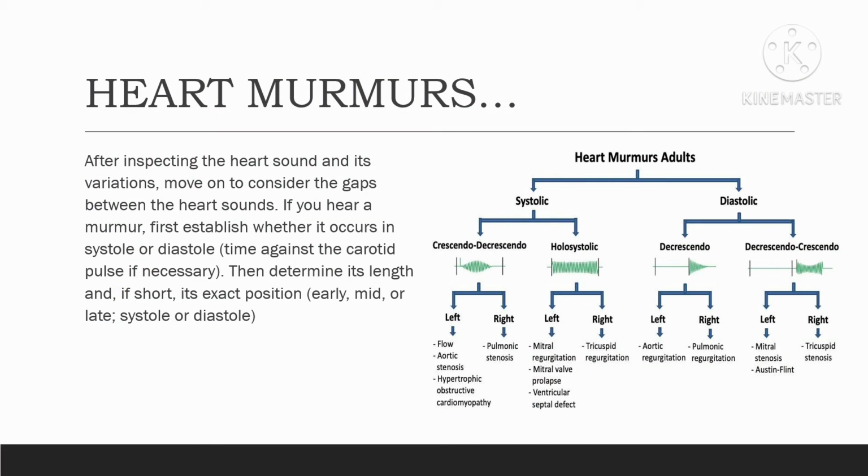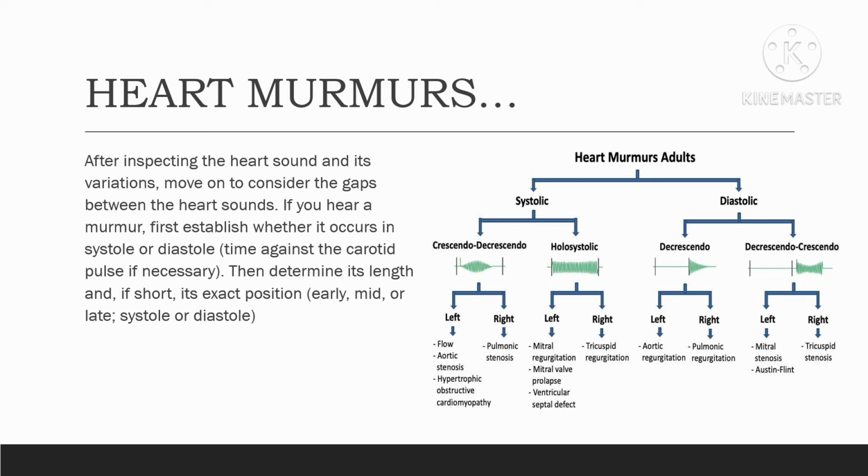Heart murmurs. After inspecting the heart sounds and their variations, move on to consider the gaps between the heart sounds. If you hear a murmur, first establish whether it occurs in systole or diastole. Time against the carotid pulse if necessary. Then determine its length and, if short, its exact position: early, mid, or late systole or diastole.